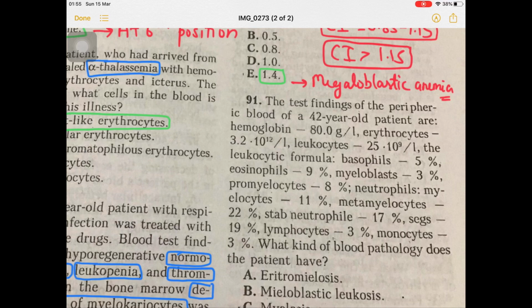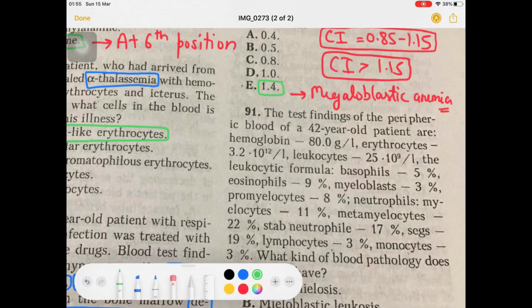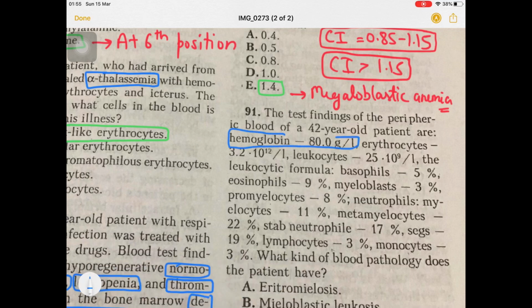Question number 91, you can see over here hemoglobin is low, obviously, for any kind of patient, whether male or female. They are giving you a value which is quite low, hemoglobin 80 grams per liter. Okay, that's fine. Erythrocytes are also a little low. Look at the leukocyte level. Leukocyte levels are pretty high, right? 4 to 9 times 10 to the power 9 per liter is the normal value for leukocytes.